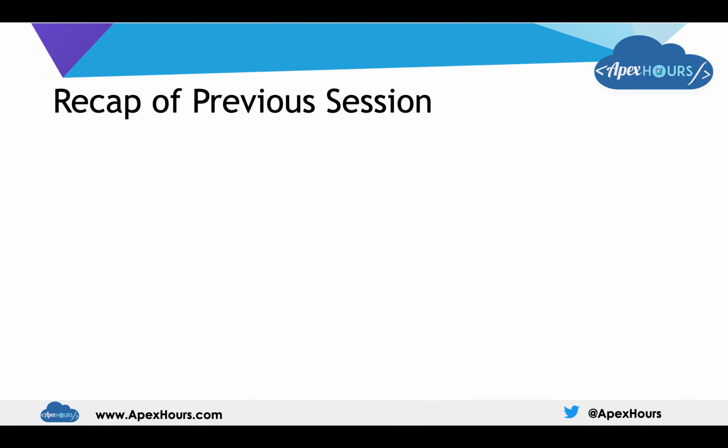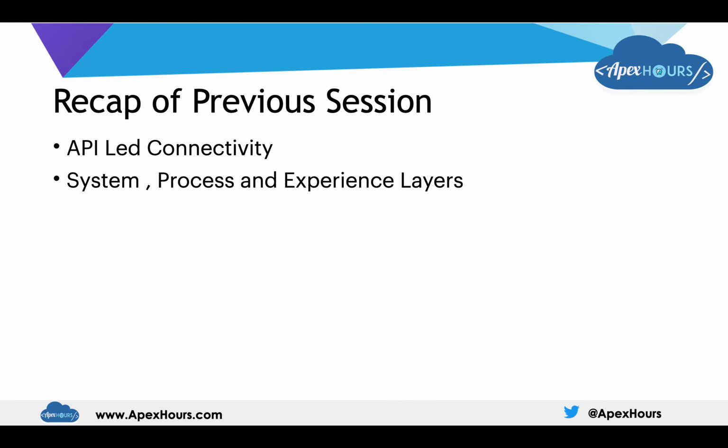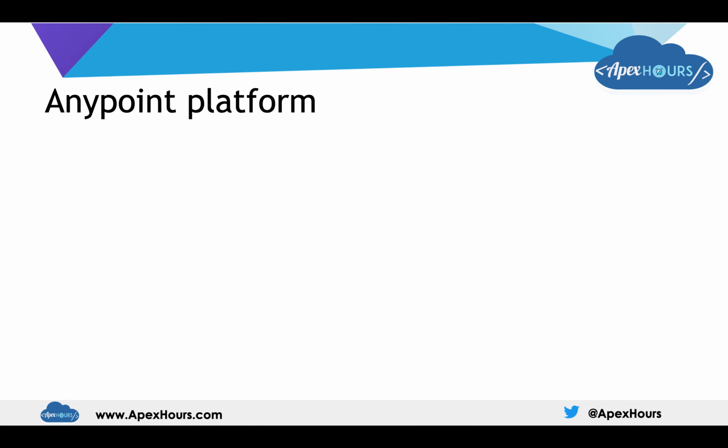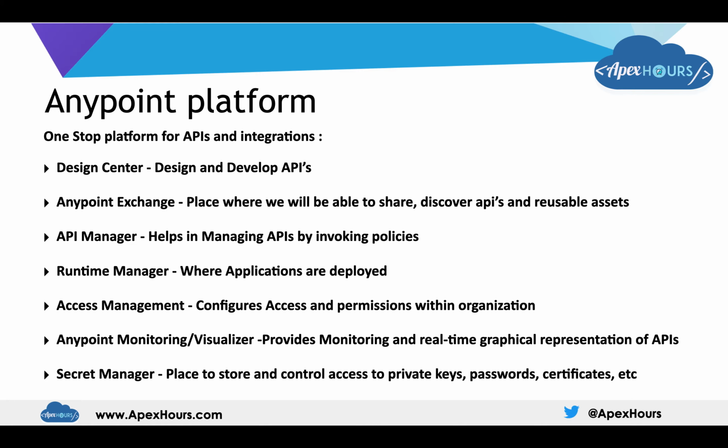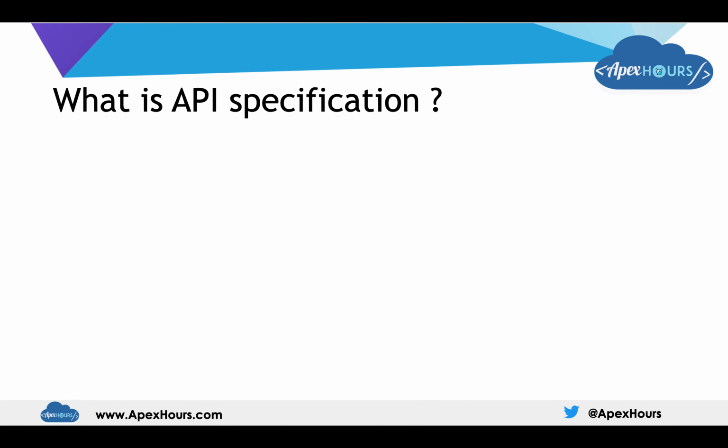Now I will just quickly discuss what we have done in our previous session. We discussed the API-led connectivity approach, and all 3 layers: system, process, and experience layers, and examples. And now Anypoint Platform we have discussed. I think this is the same.